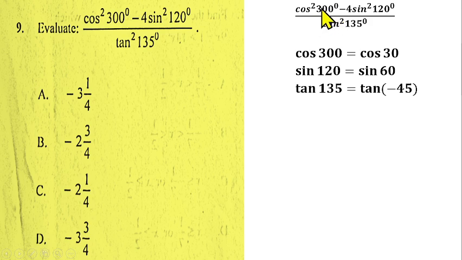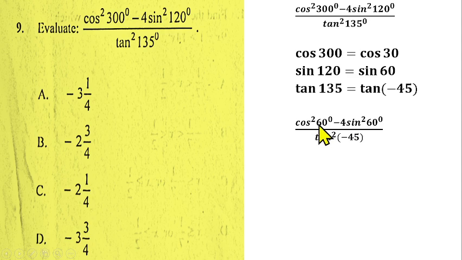Then that should give us 360 minus 300, which gives us 60 degrees. So this is correct, this should be cos 60 degrees. Now if you simplify that, you can see that I adjusted it here, so this will be a typographical error. So we are having cos square 60 degrees minus 4 sine square 60 degrees over tan square minus 45 degrees.